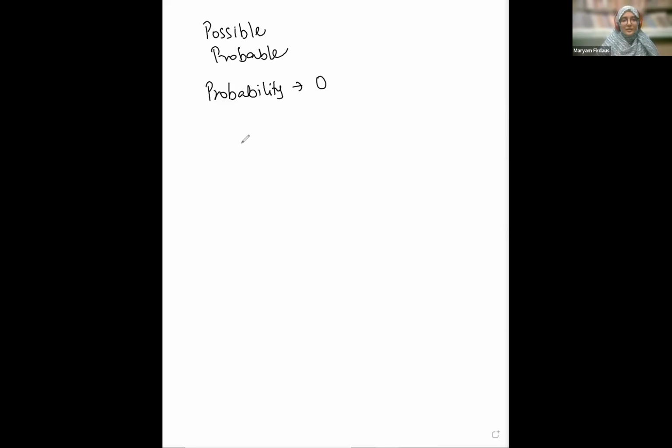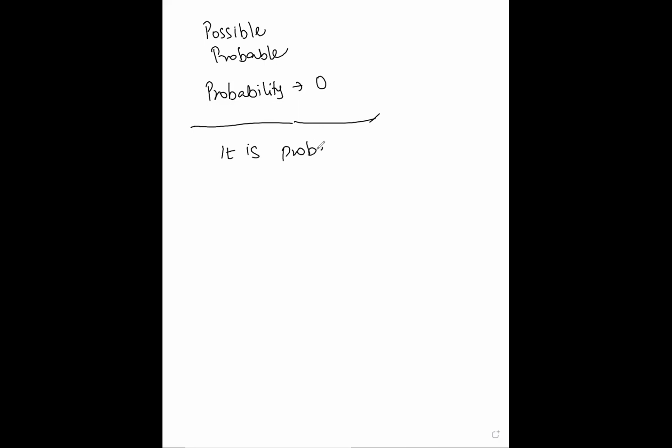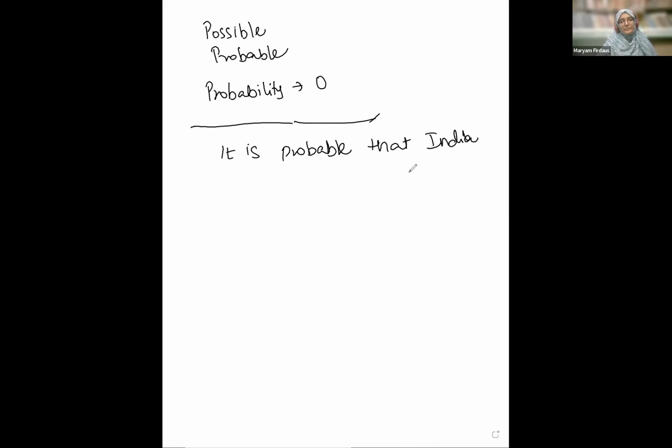If I say, what's the difference if I say it is probable that India will win the World Cup or whatever it is, and the second thing, it is possible that India will win. What is the difference between them?